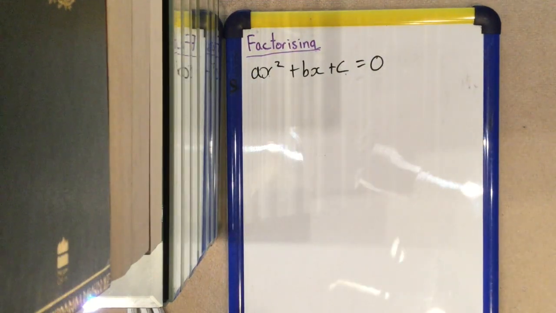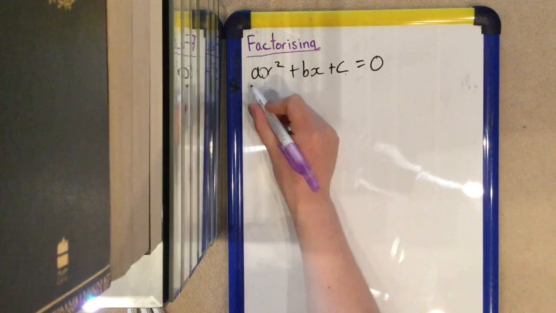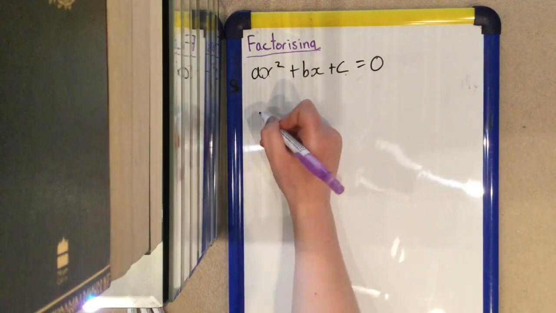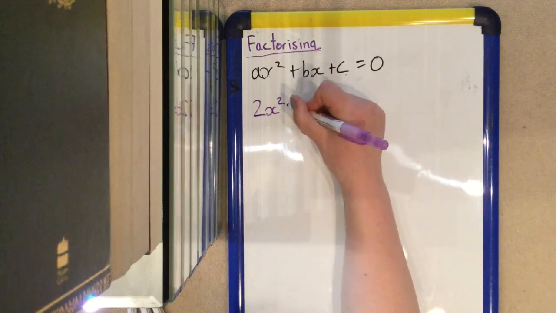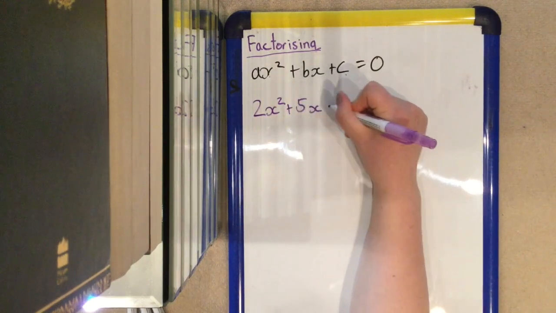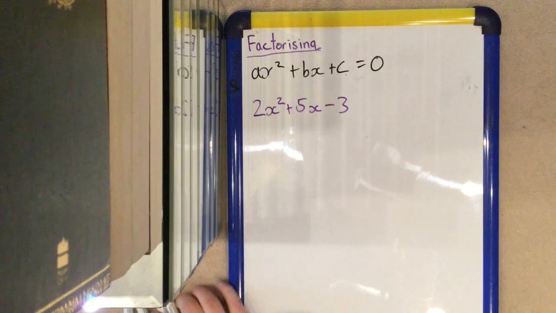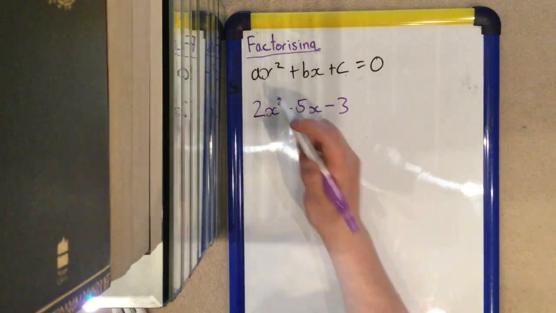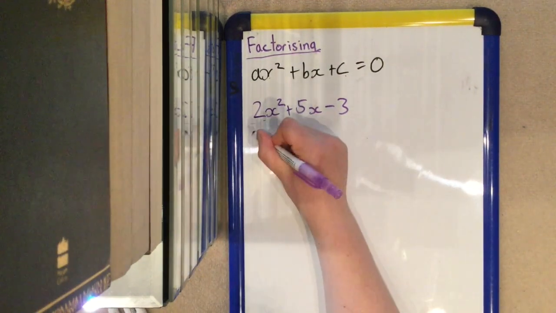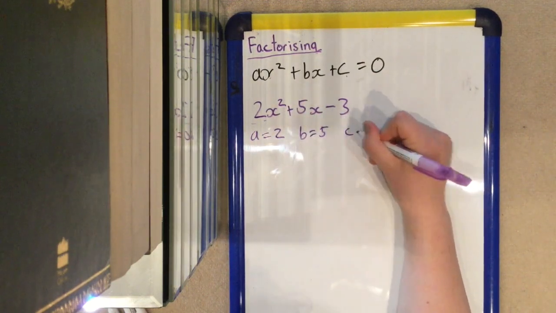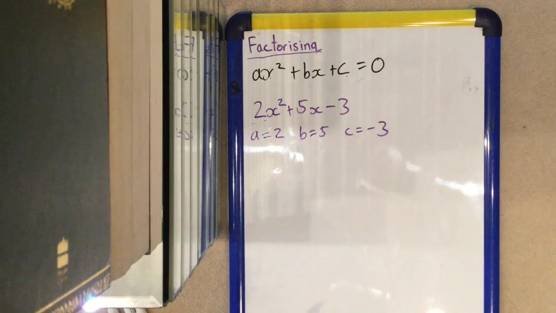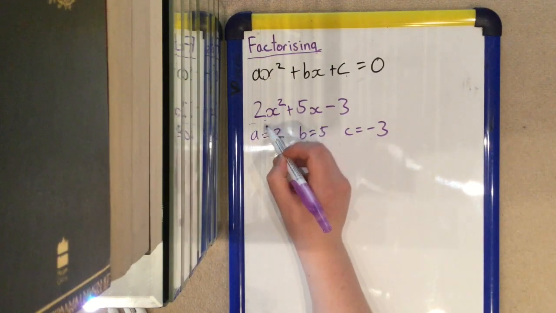The next quadratic we're going to look at is one where this a doesn't equal 1. So we're going to look at the quadratic 2x squared plus 5x minus 3. As you can see, this a is not 1, so my a is 2, my b is 5, and my c is minus 3.